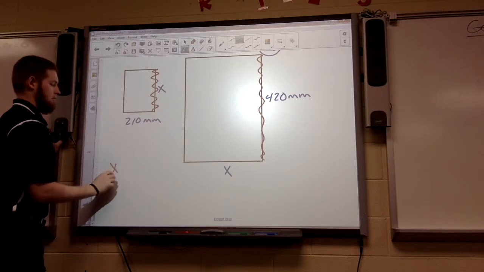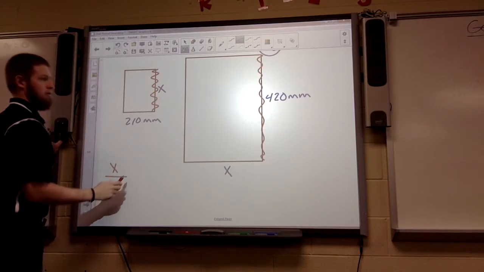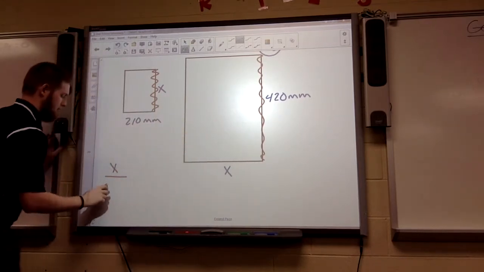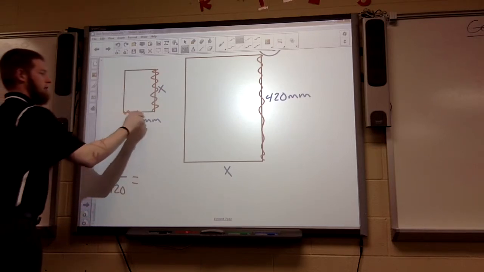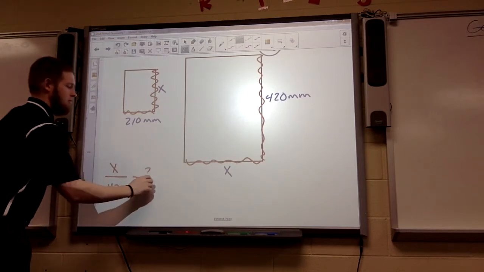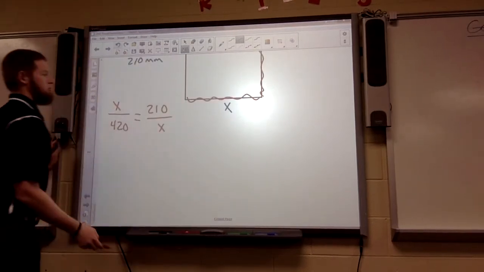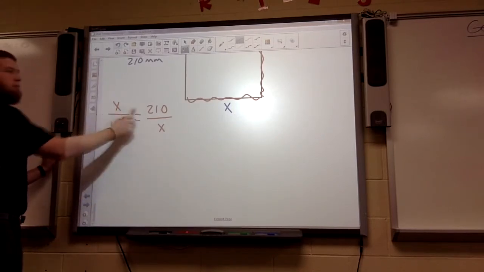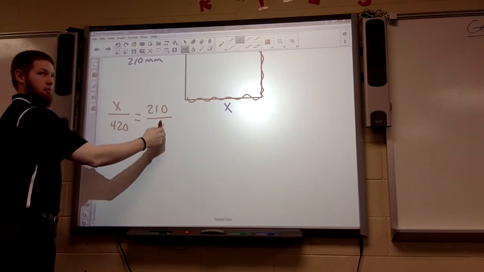I did my side to my side. So I get x over 420 equals, now I need to do my bottom to my bottom, 210 over x. Good. Make sure if the small sheet of paper is on top, the small sheet of paper is on top. Big is on the bottom, the big is on the bottom.